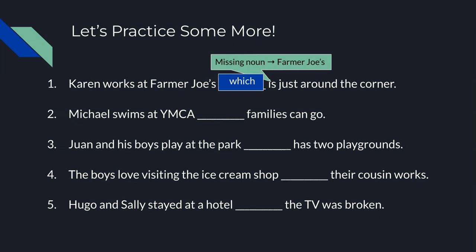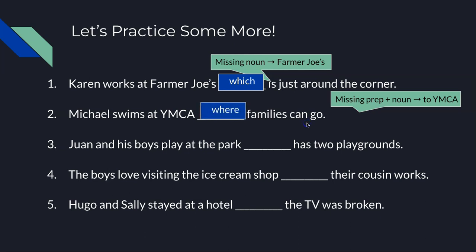Now let's look at number 2. Michael swims at YMCA. Families can go. For this clause to be complete, what are we missing? We are missing to YMCA. Families can go to YMCA. That means that we are missing a preposition with a noun. So if we combine these two clauses and we connect them with an adjective clause, we need to use the pronoun where, because the answer includes the preposition.